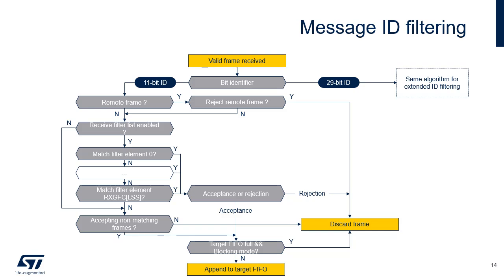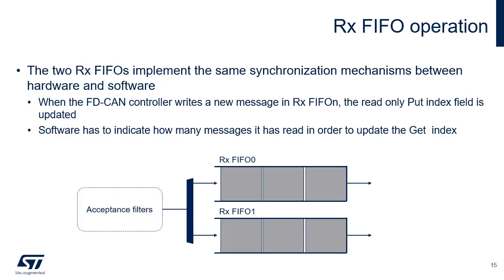Once a frame is accepted, it is appended to the RX FIFO, provided there is available space. If the RX FIFO is full and blocking mode is enabled, the frame will be discarded. RX FIFO 0 and RX FIFO 1 can hold up to 3 elements each.